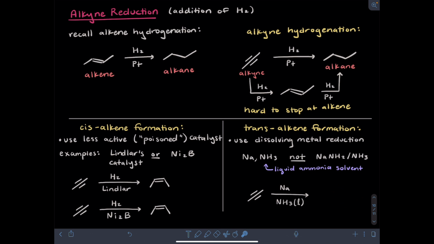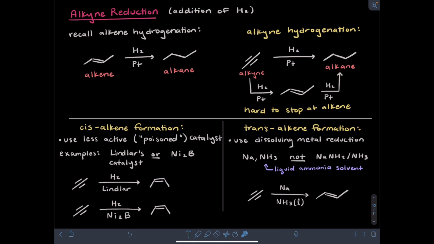It may or may not be included that this is a liquid, but just know that it is the liquid form. This reaction will selectively add 1 hydrogen to each of the carbons of the alkyne, and it'll do so in an anti-manner, meaning you'll form a trans-alkene product.